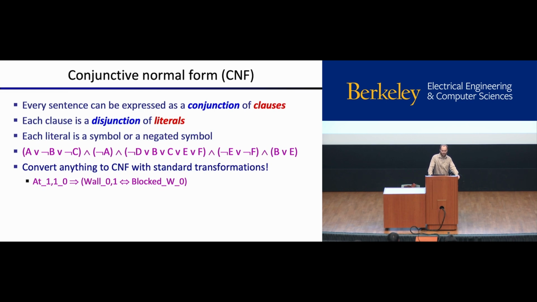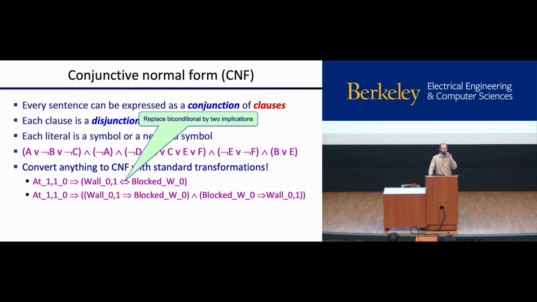So for example, this sentence: Pac-Man being at location 1, 1 at time 0 implies that there's a wall at 0, 1 if and only if Pac-Man is blocked to the west at time 0. That's the sentence. We want to convert it to conjunctive normal form. First thing we do is we replace this biconditional with two implications. I'll give you a more general system after this example. So we replace A if and only if B with A implies B and B implies A.